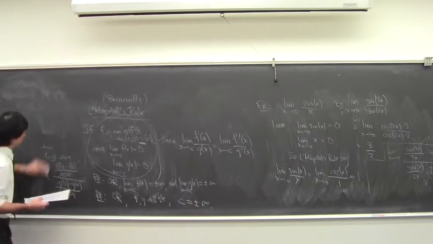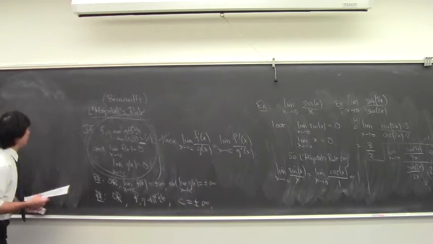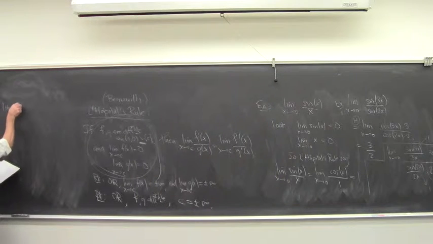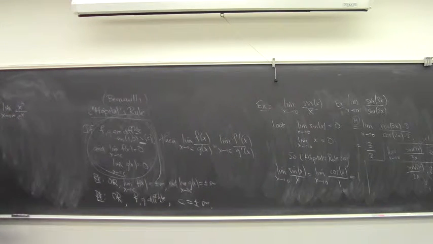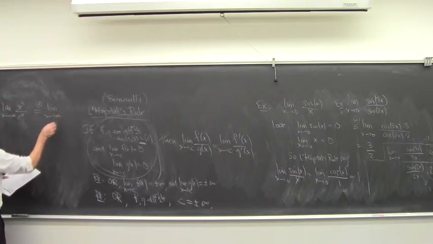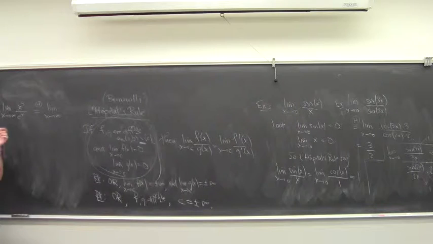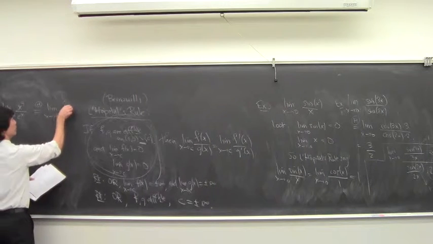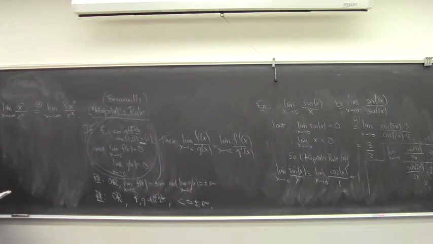So for example, if I look at the limit of x cubed over e to the x as x goes to infinity, this is something where the top goes to infinity and the bottom goes to infinity, right? And so you can use L'Hopital's rule on it. By L'Hopital's rule, this equals the limit as x goes to infinity of what? Somebody just tell me. 3x squared over e to the x. 3x squared over e to the x, right?